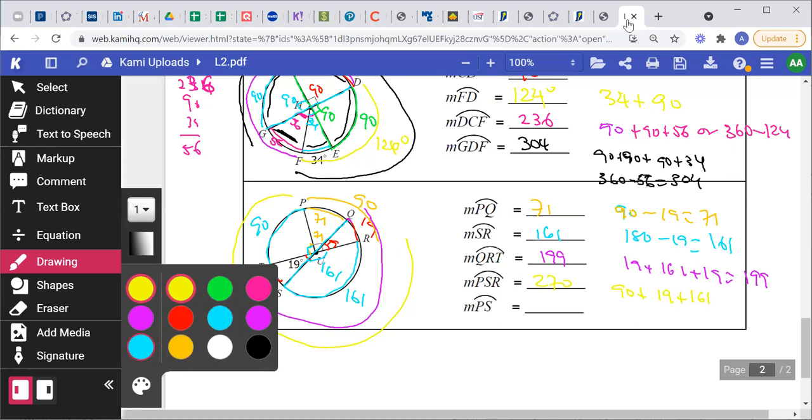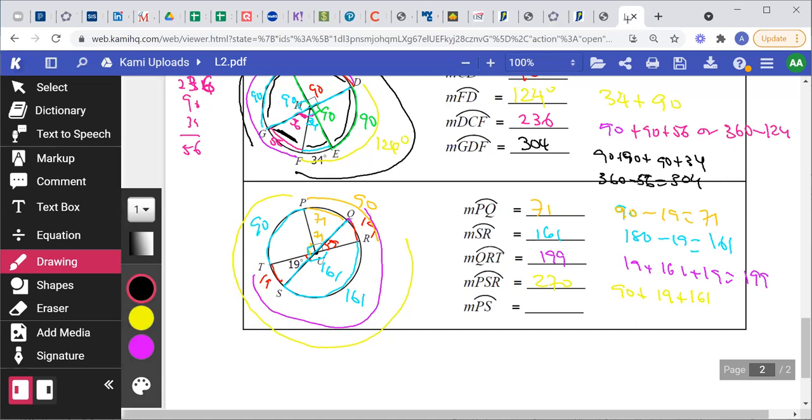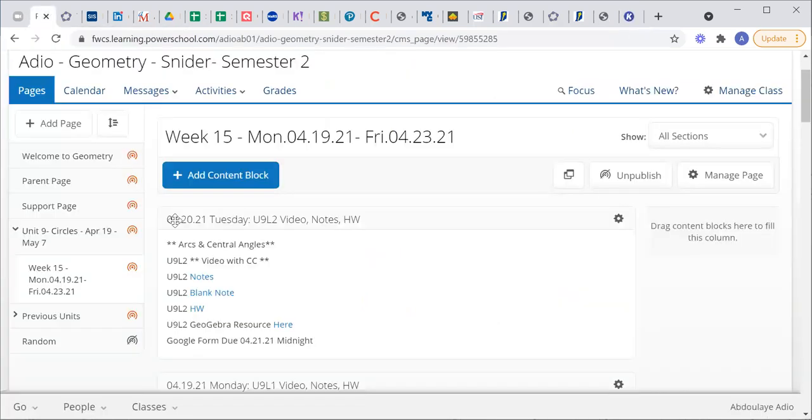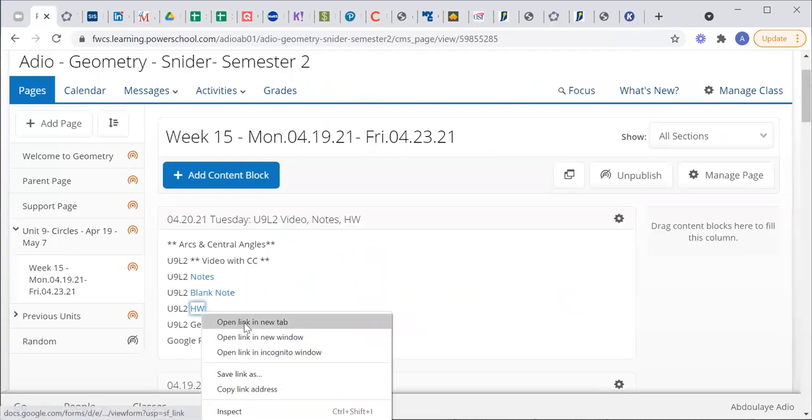And then lastly, I want to find PS. PS is from P here to S here. That'll be 90 plus the blue, is it blue? Anyway, blue 90, then plus the red 19. 90 plus 19, which gives me 109. It's quite a long process. So classmates, make sure if you go to the homework, you do something great. Really great there.